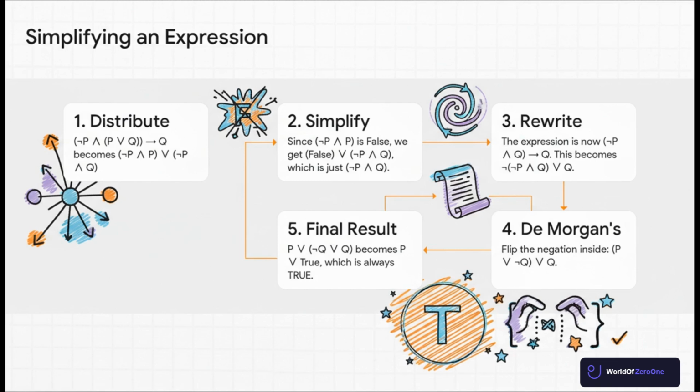Now we can use our awesome flipper tool, DeMorgan's law, on that part in the parentheses. We push the not inside, which flips the and to an or and flips the variables. This gives us (P or not Q) or Q. And now we can just regroup this to be P or (not Q or Q). And since something is always either true or not true, not Q or Q is always true. And anything connected by or to a true statement is, you guessed it, always true. So that whole complicated monster of a statement simplifies beautifully all the way down to just true.